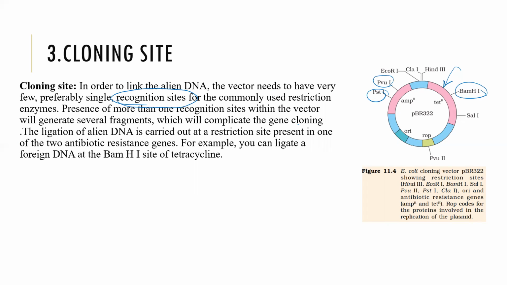The ligation of alien DNA is carried out at a restriction site present in one of the two antibiotic resistance genes. So the ligation of DNA takes place in the BamHI site or in the PvuI site or in the PstI site. In this case, we are learning about the BamHI site in the tetracycline resistance gene. For example, you can ligate a foreign DNA at the BamHI site of tetracycline. So we can ligate a foreign DNA at the BamHI site in the tetracycline resistance gene.